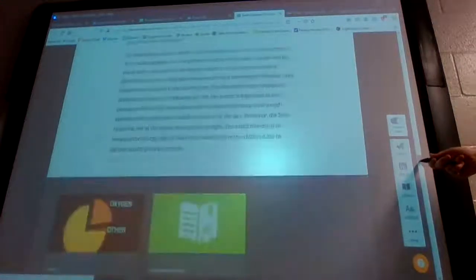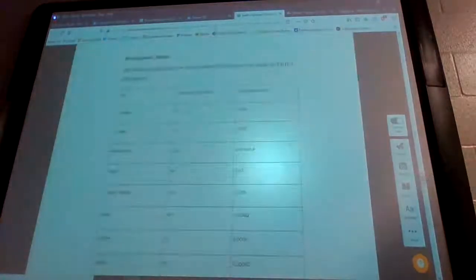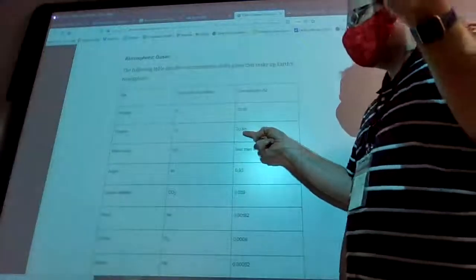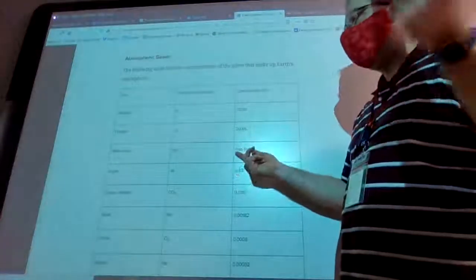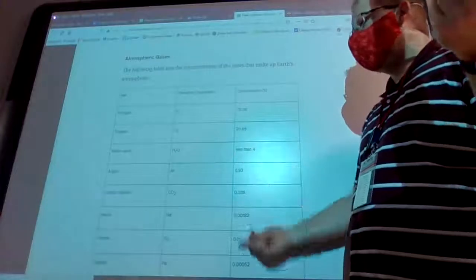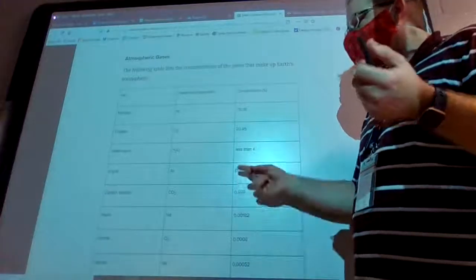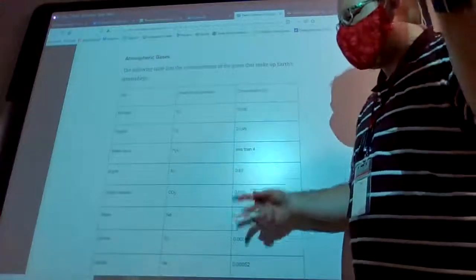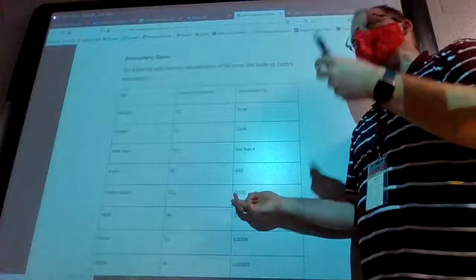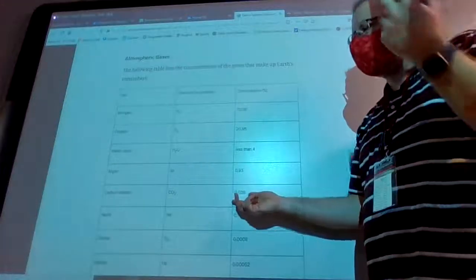So we do have some other trace gases in the air. They have nitrogen. Oxygen is about 21%. Water vapor, less than 4%, but still higher than most other things. You have your noble gases, argon, neon, helium, inert gases. Carbon dioxide depends on what time frame of the Earth's history you're at.